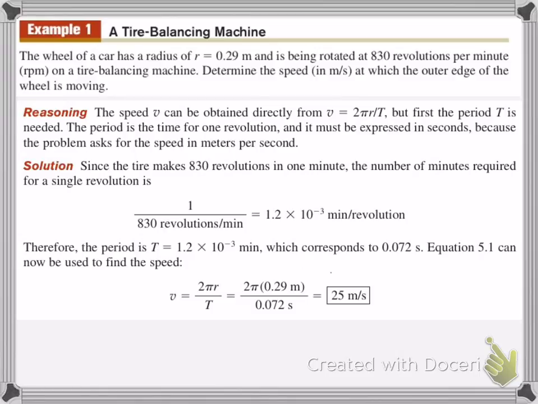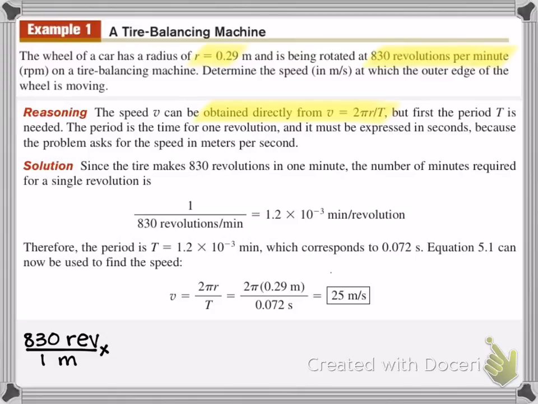So here we have example 1. A car has a radius of 0.29 meters, and it traveled at 830 revolutions per minute. Now, we have to use the formula to find our solution. So first, we use our formula v equals 2 pi r over T. And then we plug in our givens, and we get the answer 25 meters per second.